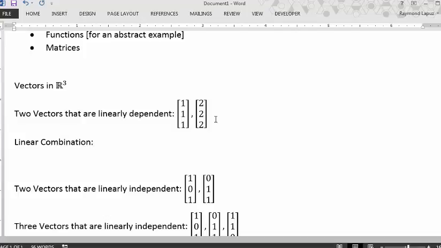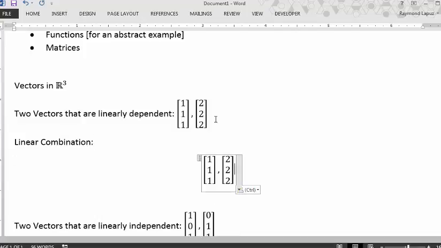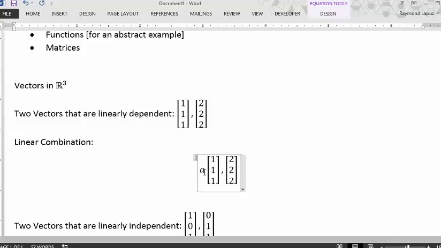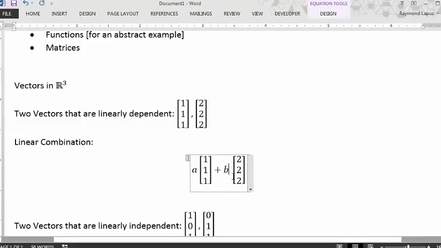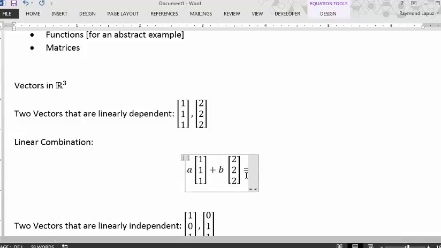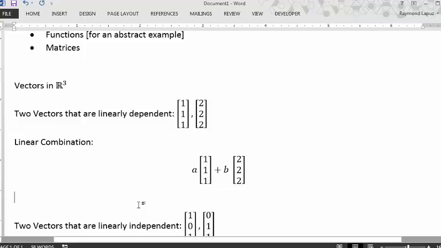So let's take a look at the linear combination of these two vectors. When we talk about the linear combination of these two vectors, we are looking at a scalar, a real number a, times the first vector plus b times the second vector. So that's what it means when we say a linear combination. And really, that's all there is to it. A linear combination is the sum of a scalar multiple of each of those vectors.